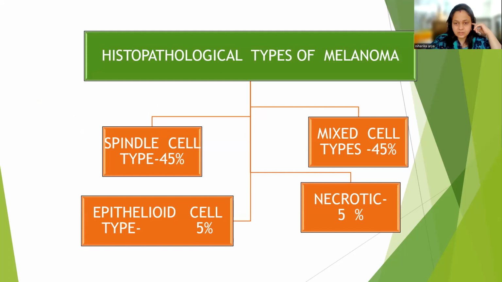Histopathological types of melanoma. It can be of spindle cell type, mixed cell type, epithelioid cell type, and the necrotic. The most common in the histopathology of the melanoma is the spindle cell type or the mixed cell type. It is 45%. Others are the epithelioid cell type and the necrotic.